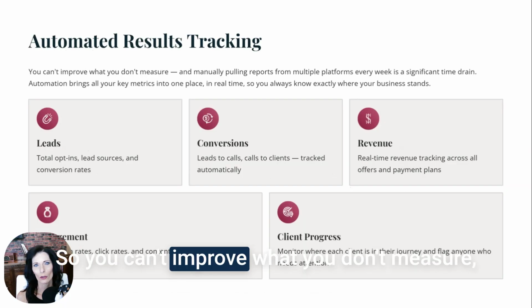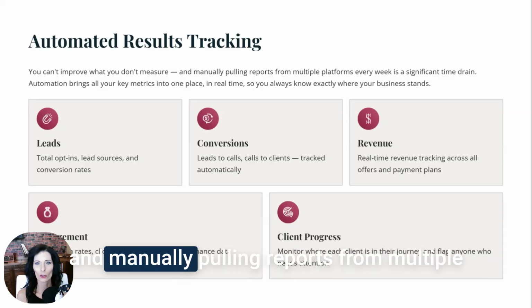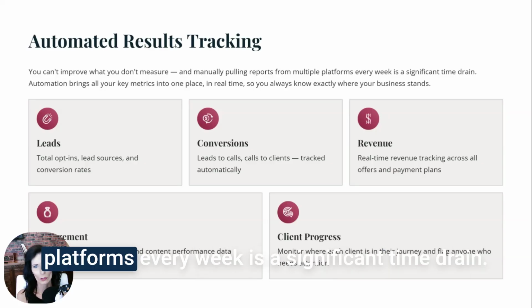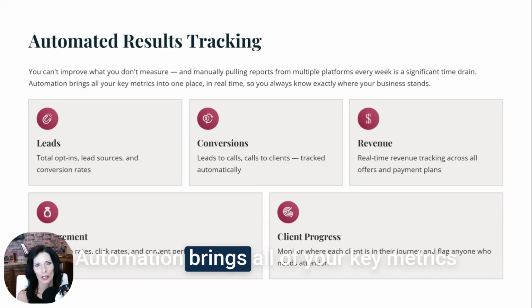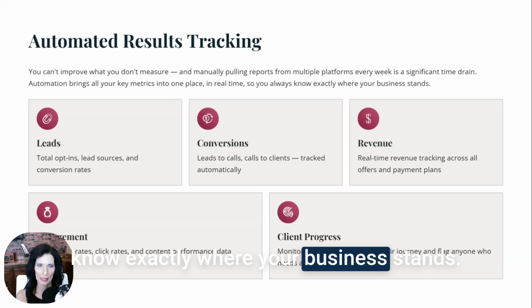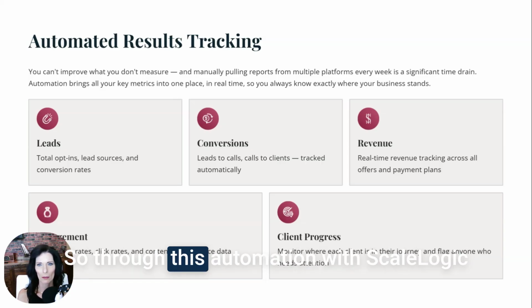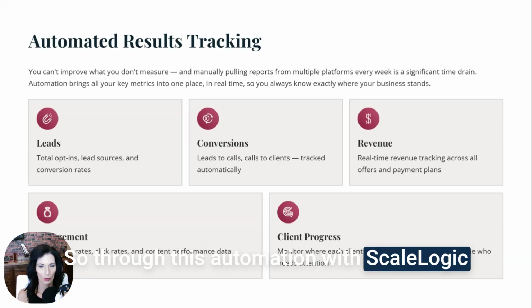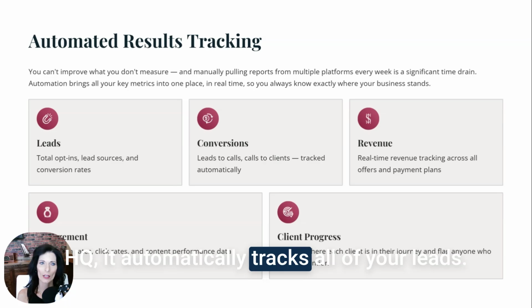So you can't improve what you don't measure, and manually pulling reports from multiple platforms every week is a significant time drain. Automation brings all of your key metrics into one place in real time, so you always know exactly where your business stands. So through this automation with Scale Logic HQ, it automatically tracks all of your leads.